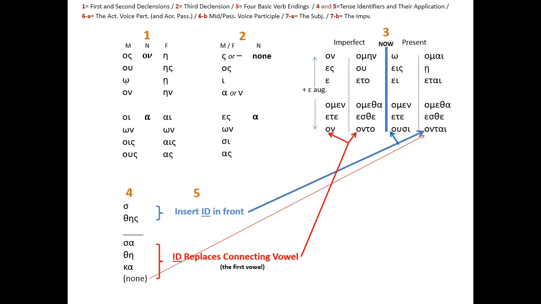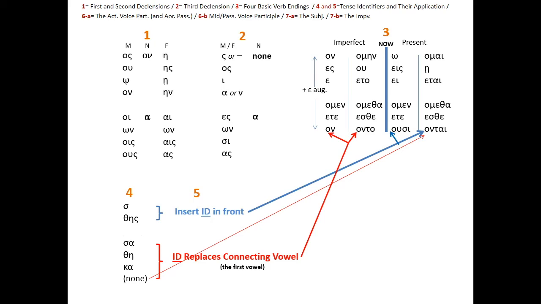The remaining 4 tense identifiers below the line are for the tenses left of the now line in minimum 3, the past tenses. The sigma alpha is the tense identifier for the aorist active and middle. The theta eta is the tense identifier for the aorist passive. Kappa alpha is the tense identifier for the perfect active, and none, or the absence of a connecting vowel, understood better with minimum 5, is the tense identifier for the perfect middle and passive.